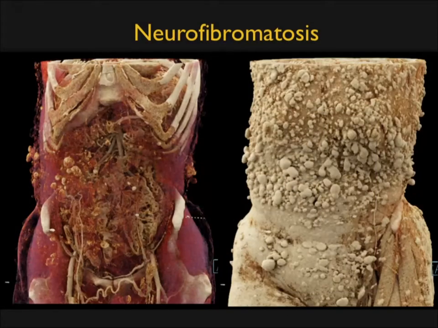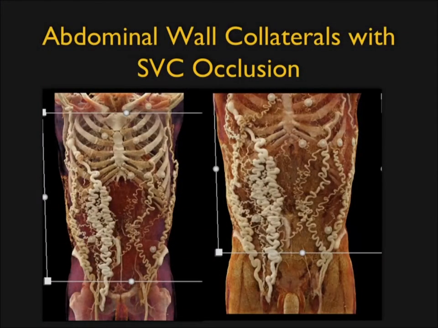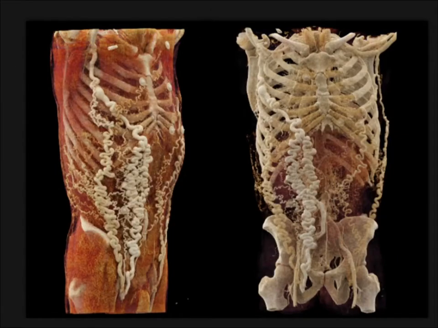Now, what else? Well, you want to look at the skin. Well, here's neurofibromatosis. Imagine this is a topogram. Being able to see the skin, soft tissues is critical. Or this case, look at the collaterals in the patient's chest wall in this patient with SVC occlusion, and look at the sharpness of those collaterals and the detail and extent of that shown on these images.